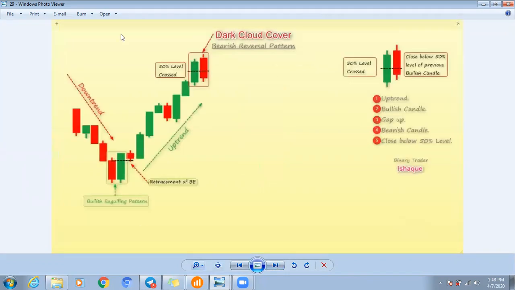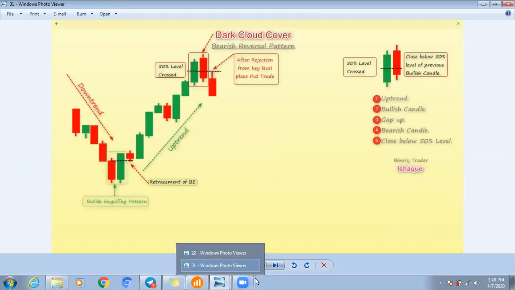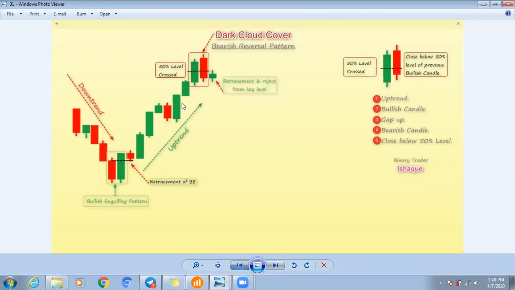Moving to the next slide, look here, a pattern appeared and the 50% level is crossed. Now it confirms that this is a dark cloud cover. After the dark cloud cover, we find a retracement candlestick, looking like that. Sometimes you find a retracement candlestick, and sometimes this candlestick touches this key level and goes down. Look at this slide, like that. Sometimes price opens from here, touches this key level and goes down. Sometimes you find a retracement candle.